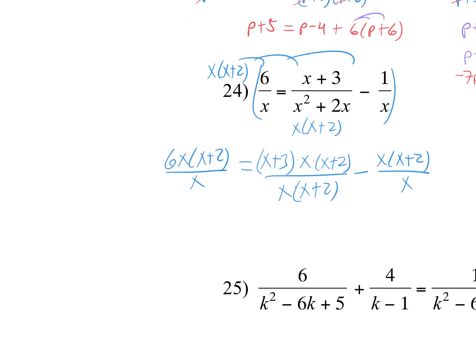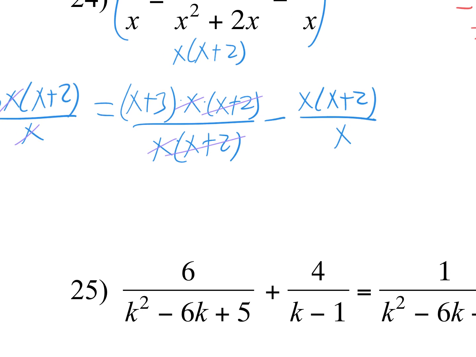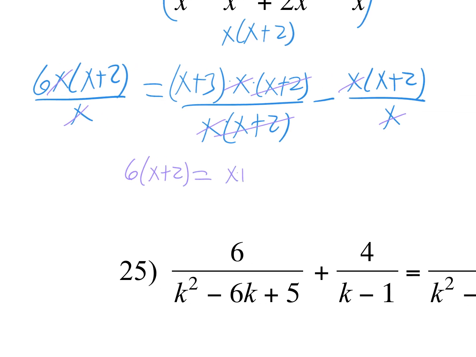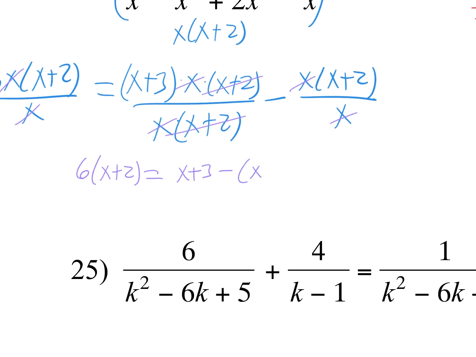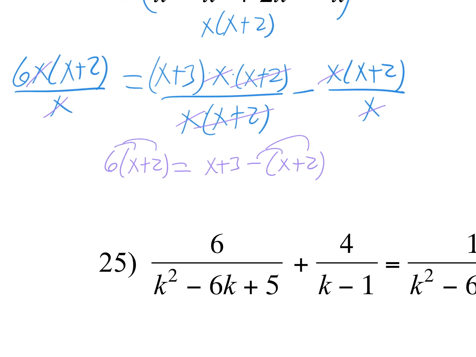All right, and now let's start canceling. All right, x and x cancel out. X plus 2, and x and x cancel out. And over here, an x and an x cancel out. So then we're just left with a 6 times x plus 2 equals x plus 3 minus x plus 2. All right, don't forget to write the x plus 2 in parentheses. We're subtracting the entire expression. All right, so let's distribute the minus and let's distribute the 6.